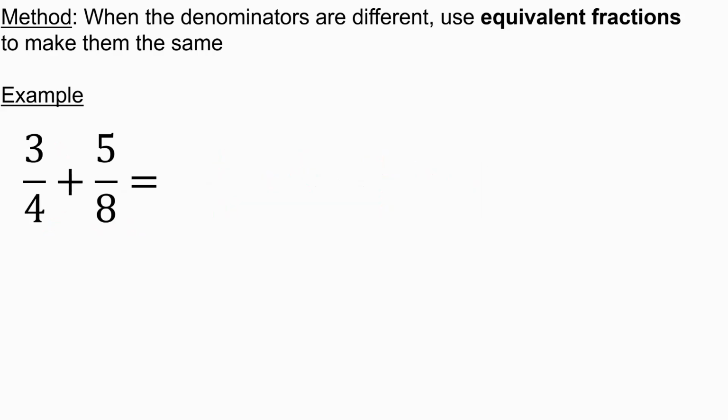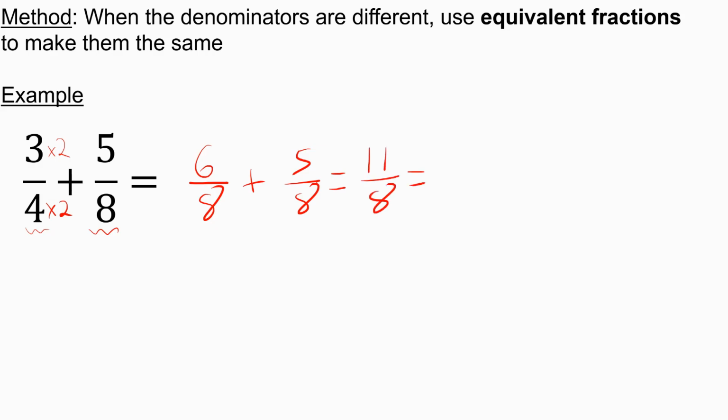If I wanted to do 3/4 plus 5/8, again, the lowest common multiple of 4 and 8 is just 8. So we multiply 4 by 2 and 3 by 2 for the first fraction, giving me 6/8. 6/8 plus 5/8. This is obviously going to be 11/8. 8 goes into 11 once, with remainder 3. So the final answer is 1 3/8.